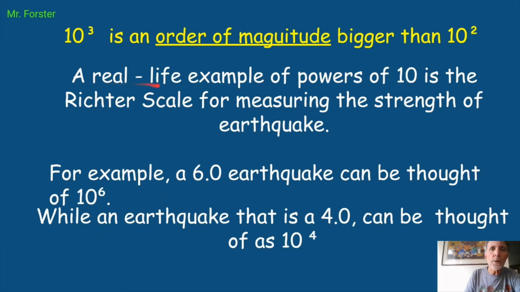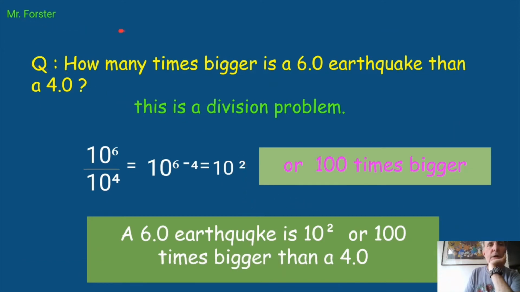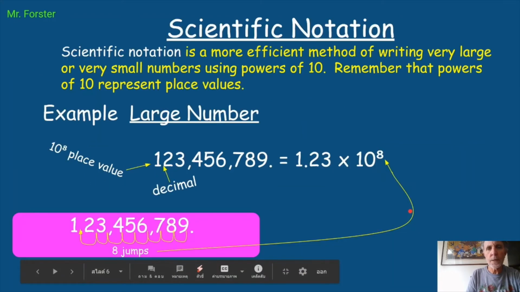It's times 10. And so a real-life example of powers of 10 is the Richter scale for measuring the strength of earthquakes. And so a 6.0 earthquake can be thought of as 10 to the 6th power, while an earthquake that is 4.0 can be thought of as 10 to the 4th. And so the question is, well, a 6.0 and a 4.0, those are about the same, right? Well, the answer is they're not. So how many times bigger is a 6.0 than a 4.0? That's a division problem. So we divide 10 to the 6th by 10 to the 4th. And if you remember, you subtract the powers. It's 10 to the 2nd times bigger, or 100 times bigger. So a 6.0 earthquake is 100 times bigger than a 4.0 earthquake. Just some information for you on when we use powers of 10 or magnitude.